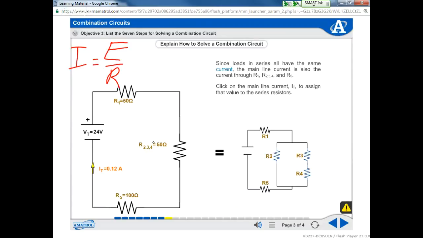Okay, so they're saying that we have 0.12 amps. So at this point here, I got 0.12 amps. This point here, I've got 0.12 amps. Here I have 0.12 amps. Here it gets split, but it comes back together here and I have 0.12 amps. And here is 0.12 amps, as well as here. Everybody understand how it's going? So we're coming through there. It only gets split in the parallel portion.